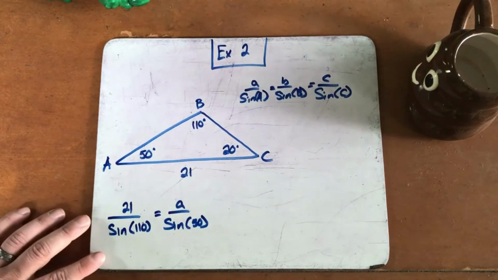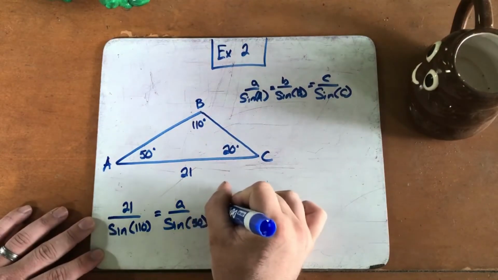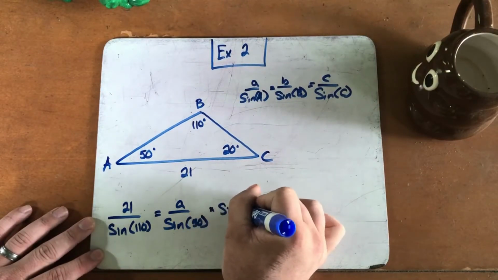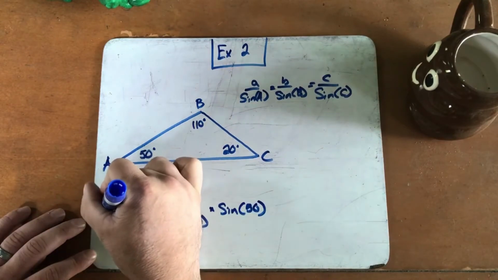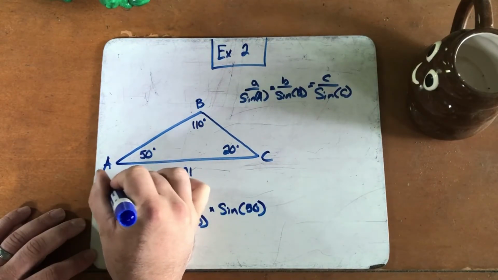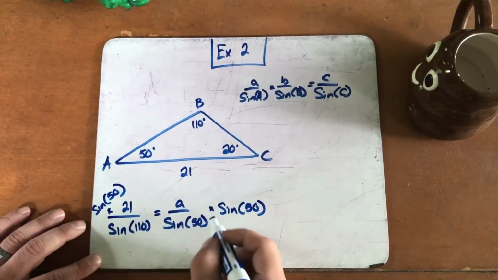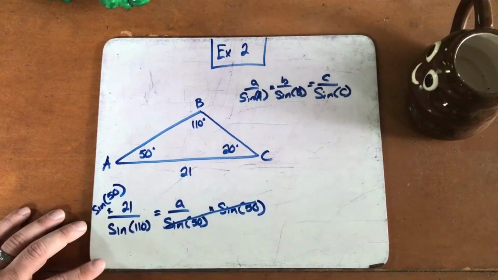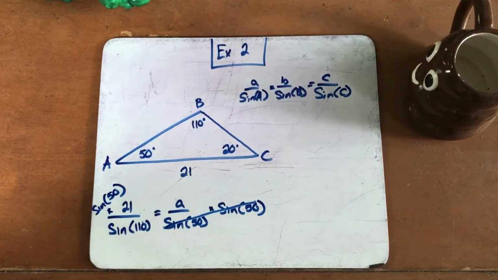So once again, in order to solve this, I would multiply both sides by the sine of 50. I'd multiply this side by the sine of 50. So these two would divide out to be 1.